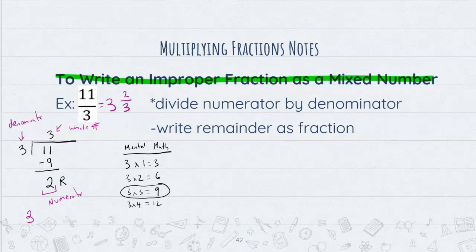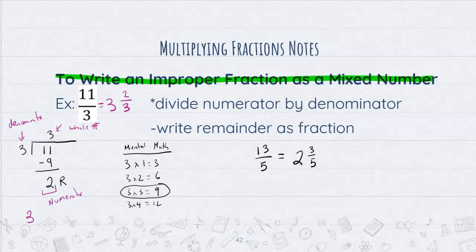All right, let's try another one. What happens if I wanted to divide 13 by 5? So go ahead, try pausing the video and seeing if you can come up with a solution. All right, let's see what we're supposed to get. You should have gotten 2 3/5. Now, if you got that, great. If you didn't get it, let's look to see how you would have gotten it.